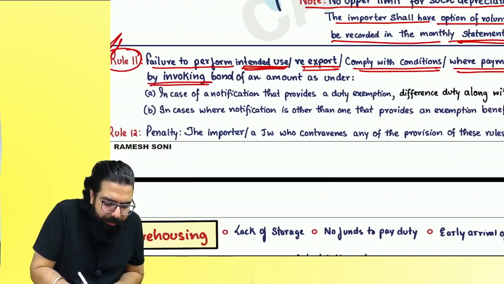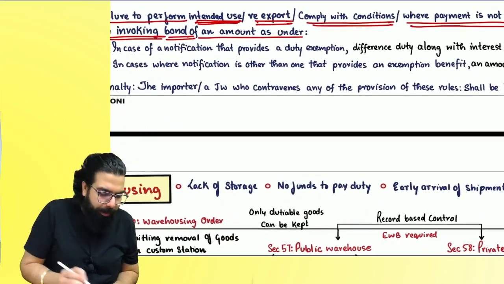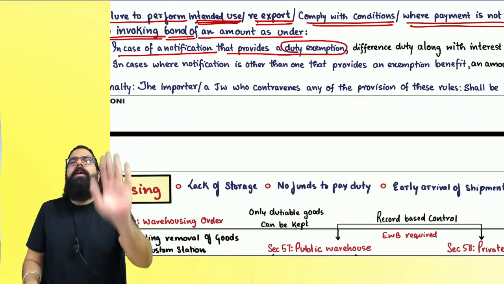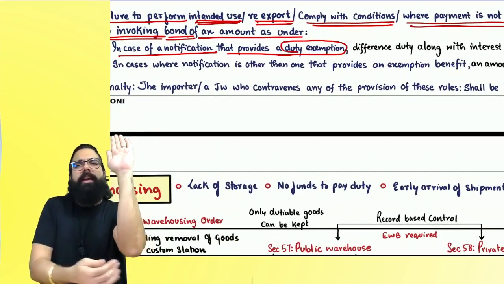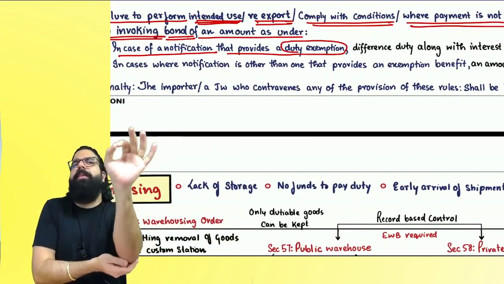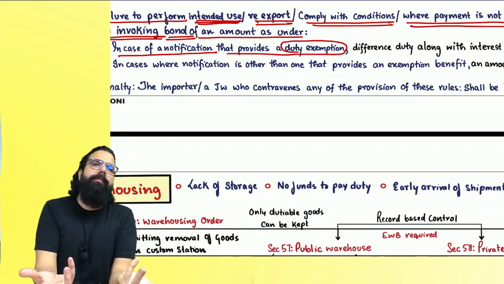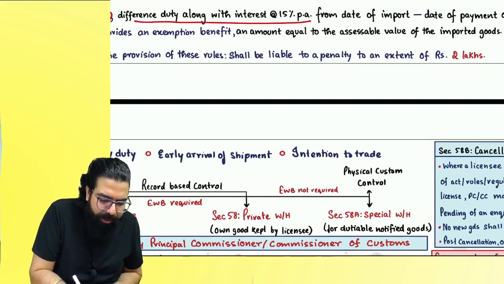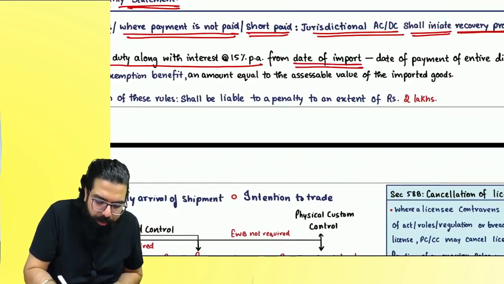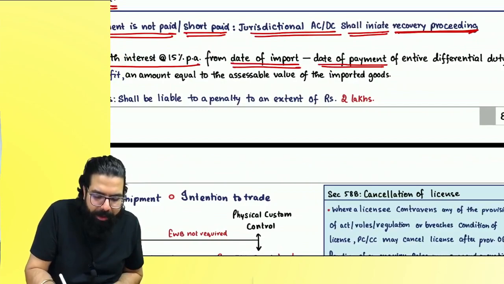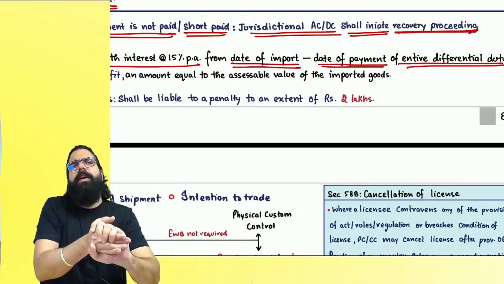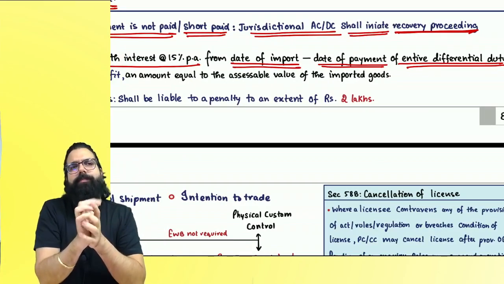How will he recover the money, everyone? He will invoke the bond of the amount as under. Number one, in case a notification provides for duty exemption. People, there was an exemption notification which had given 15% duty exemption. What will he recover? The differential duty along with interest. So differential duty along with interest from the date of import till the date of payment of the entire differential duty, basically till the date of recovery, he will recover along with interest.